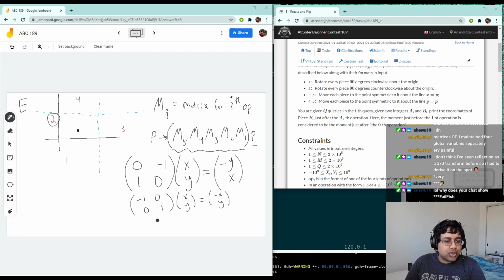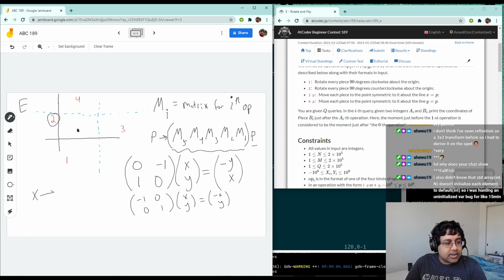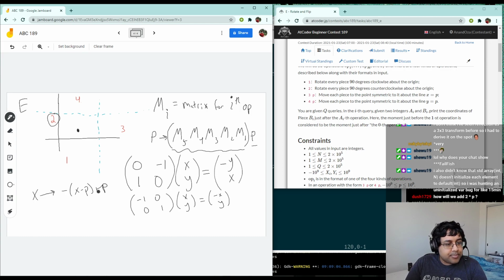So there's kind of a standard trick. The thing is, we don't want to map x to negative x. We want to map x to negative x minus p plus p. Whoops. Let me clean that up a little bit.